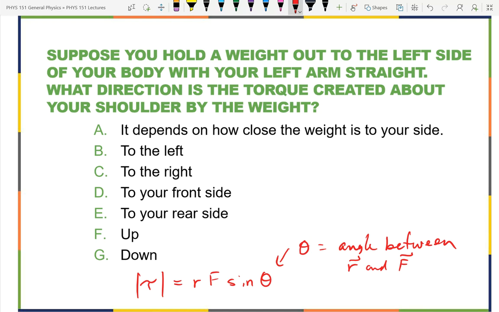Okay, so we had 4 answers that were given. Because of time, I will just say it's to your rear side. You would take your right hand, index finger points from the pivot point to where the force acts, middle finger points down, thumb points to your rear. To find the magnitude, when I put the absolute value sign, that means magnitude. You take the radius times the force times the sine of the angle between those two vectors.